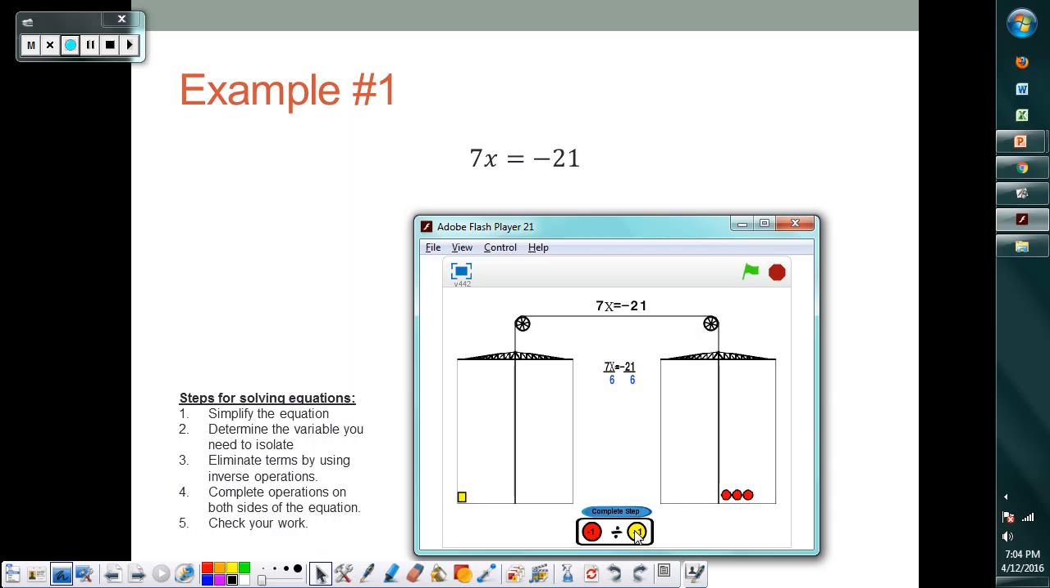I'm going to go until the denominator matches how many x's I have. Once I'm done with that, I'm going to complete the step, and I see that x is negative 3. So I'm going to go back through and check that.